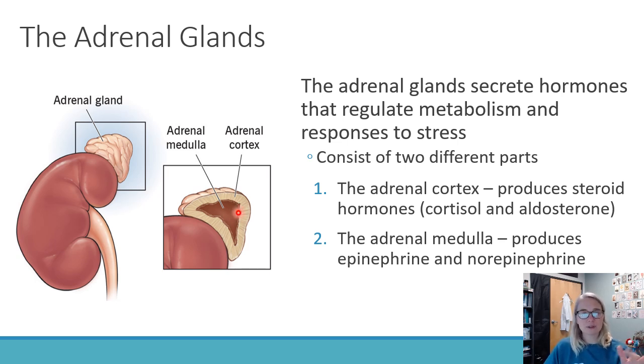There are a couple different types of hormones that are secreted from the adrenal gland. In the cortex, we have steroid hormones, not estrogen and testosterone, that's reproductive steroid hormones. These are cortisol, which is a sugar regulator and a stress kind of response, and aldosterone, which is a water balance regulator. So it helps you maintain your fluid and electrolyte balance.